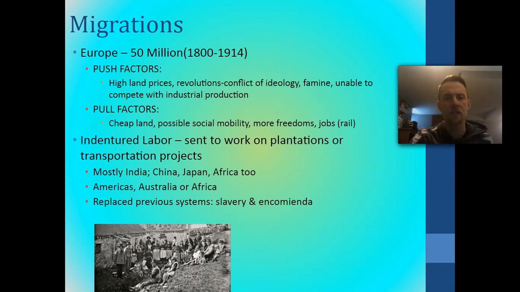Now, there's a lot of reasons for this, and I'm going to break those down into two different ways of looking at it: push and pull factors. So in Europe, there were push factors, in essence, kicking them in the butt and telling them to get out, right? I mean, things that were very undesirable that were driving them away.